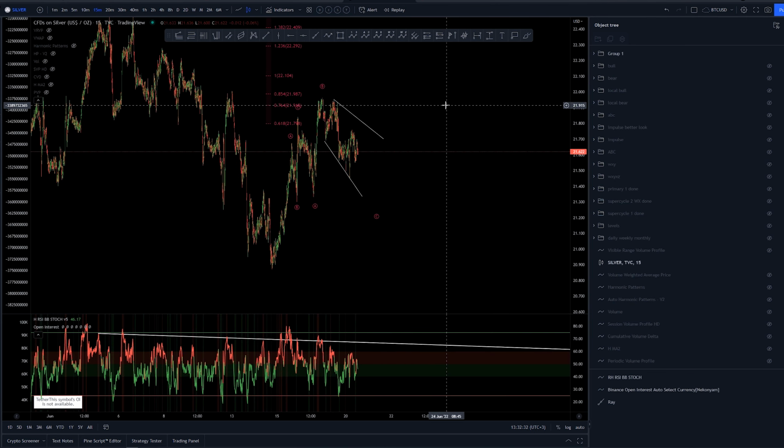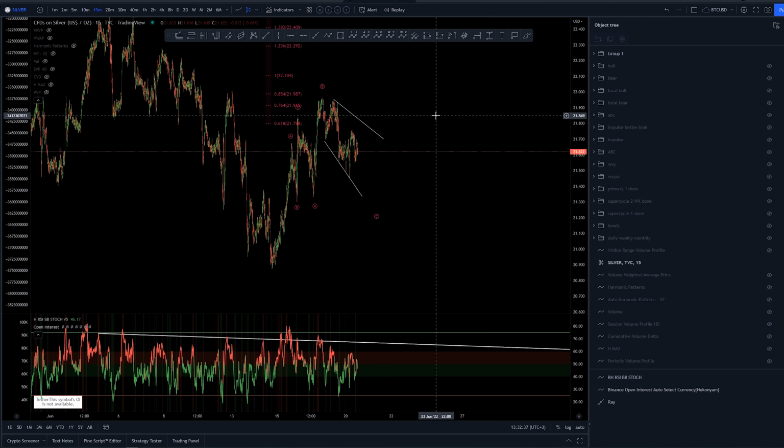But yeah, those are my thoughts on silver at the moment. Again, I'm not trading this until I see a valid and good looking structure.